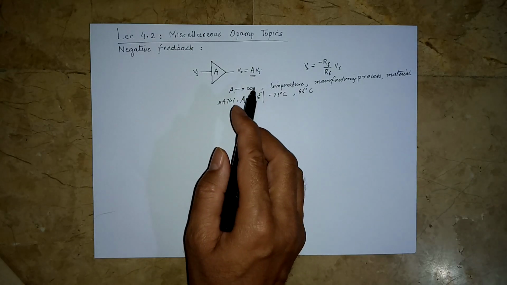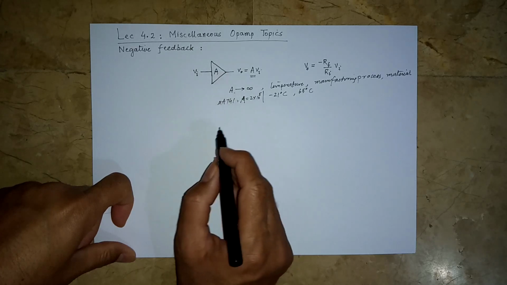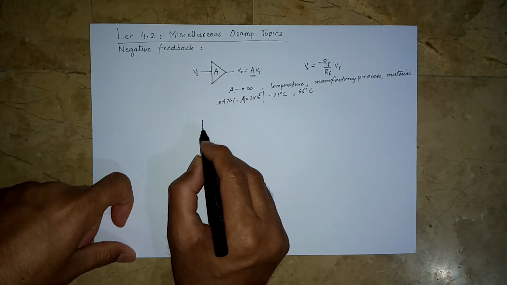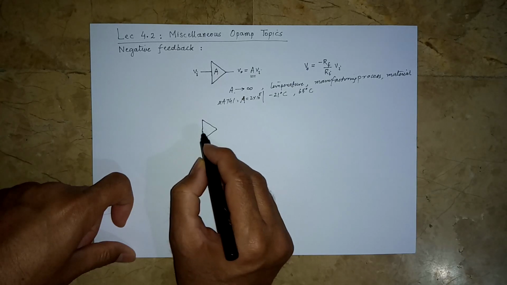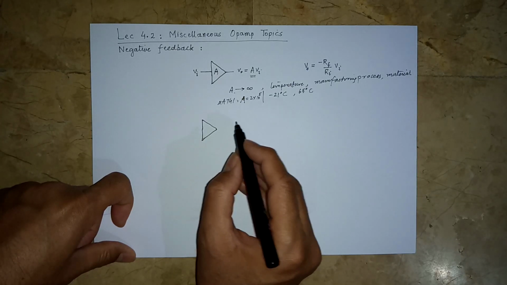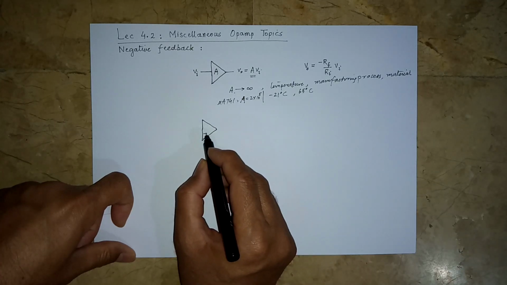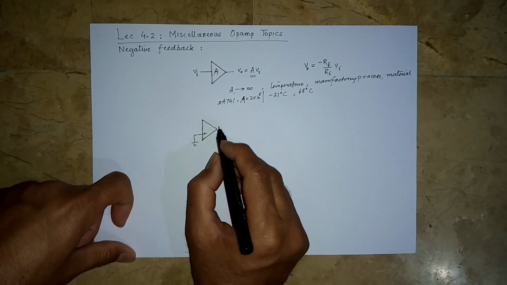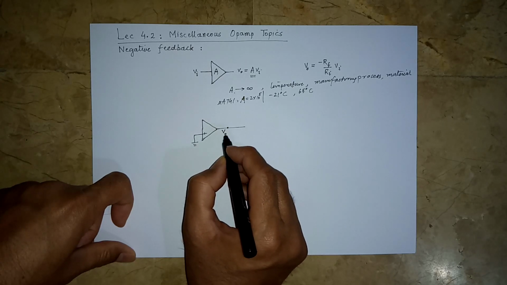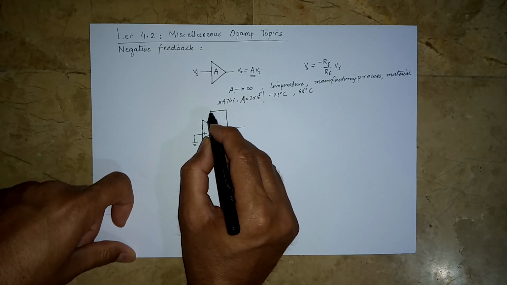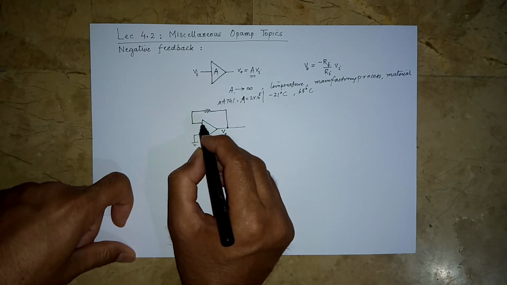So this problem is rectified by the use of negative feedback. So what we do, although this is not a real depiction of how negative feedback could be explained to you, but we know that in reality what we do is take the output, take a part of it, and feed the input with it.